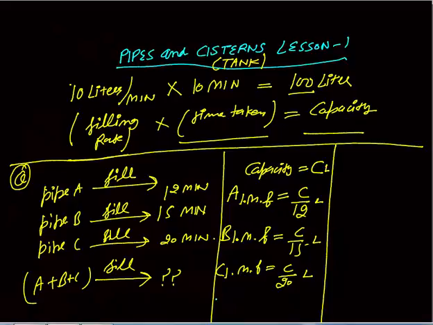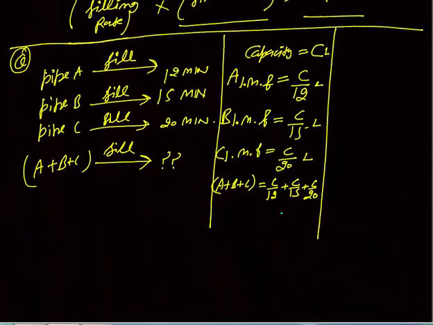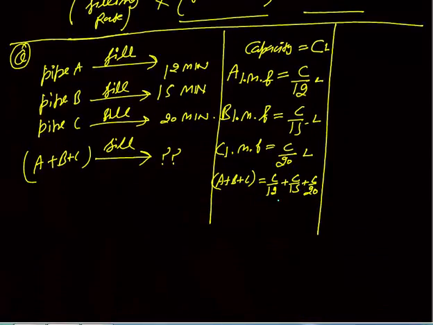Now all together, A plus B plus C, will fill C by 12 liters plus C by 15 liters plus C by 20 liters. In this way you will calculate the time taken. Now what will be the time taken in this? A, B, C together 1 minute fill is C by 12 plus C by 15 plus C by 20.